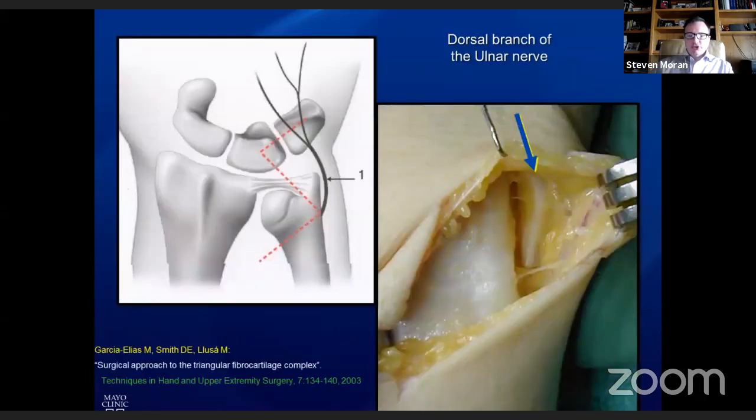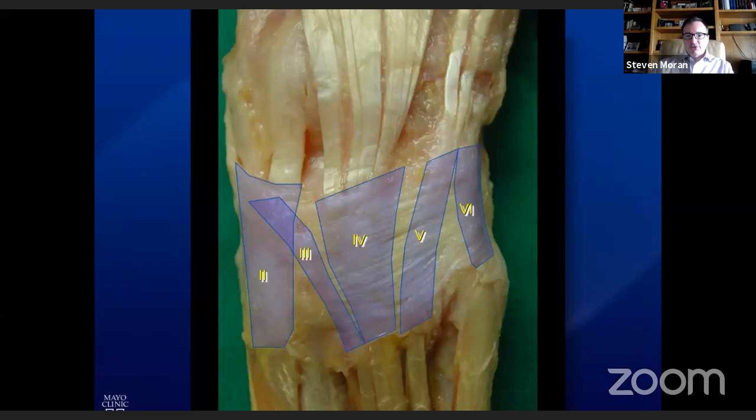So we approach this through the extensor digiti minimi compartment. So we're going to be going through the fifth compartment of the wrist, that is our ubiquitous exposure to the TFCC. It allows for a ligament sparing approach to the carpus. As Dr. Kokar mentioned to you, once you make the skin incision, you identify and protect the dorsal ulnar sensory branch, which is always running volar or palmar to that basilic vein. Then we go through the fifth compartment. We're going to open that up.